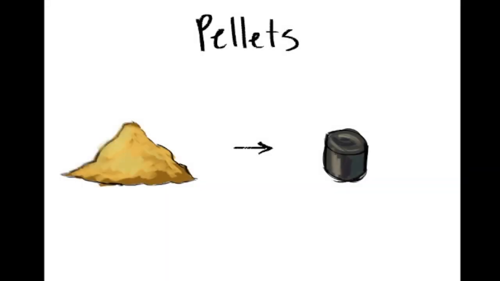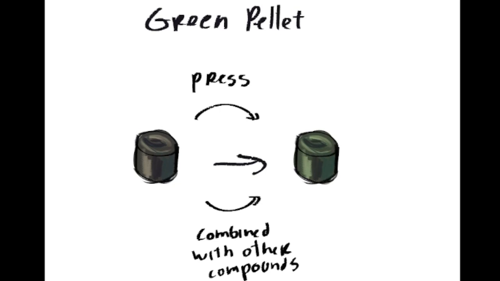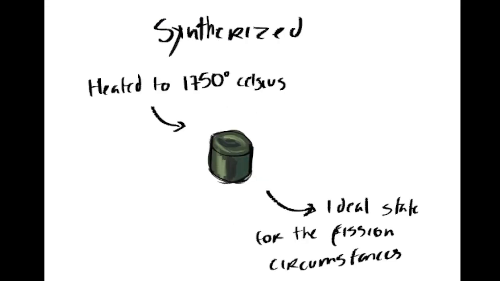This uranium dioxide is then arranged in pellets. They are known as green pellets after being combined with other uranium compounds during the press, and are known as sintered pellets after being heated to 1750 Celsius to get into the ideal state for fission circumstances.